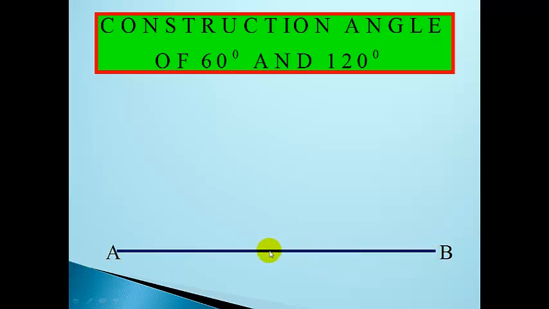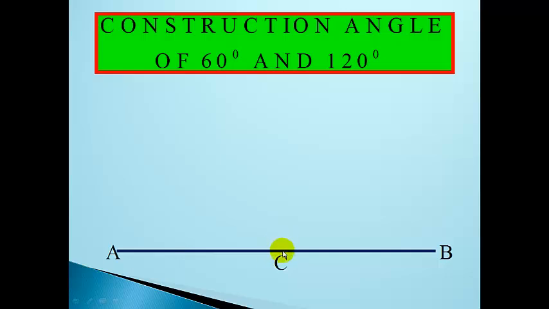Now you indicate a point on the straight line where you want to construct the angle. I repeat, after drawing the straight line AB with the help of your ruler, you indicate a point on the straight line where you want to construct your angle. So assuming we've indicated this point, that is point C.